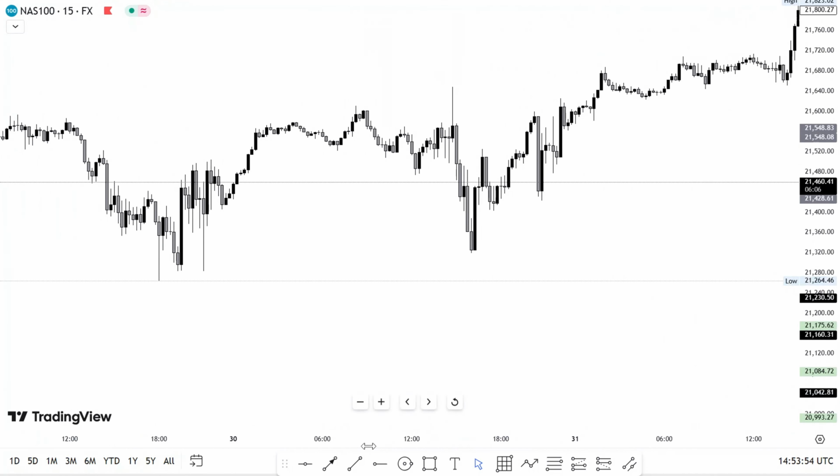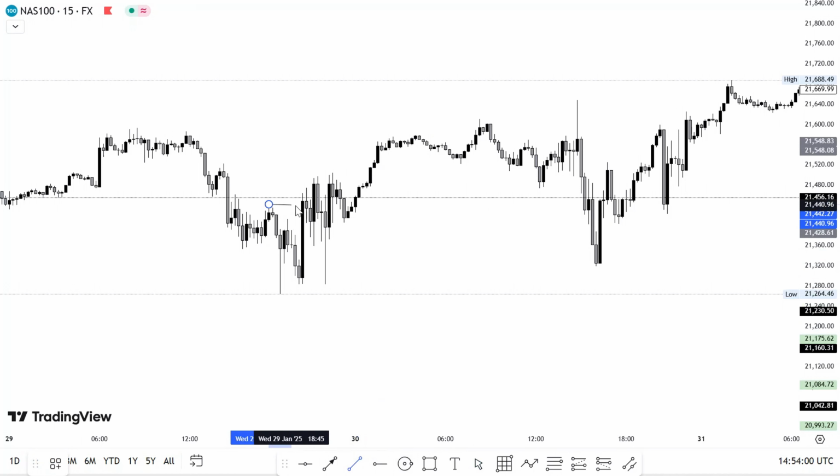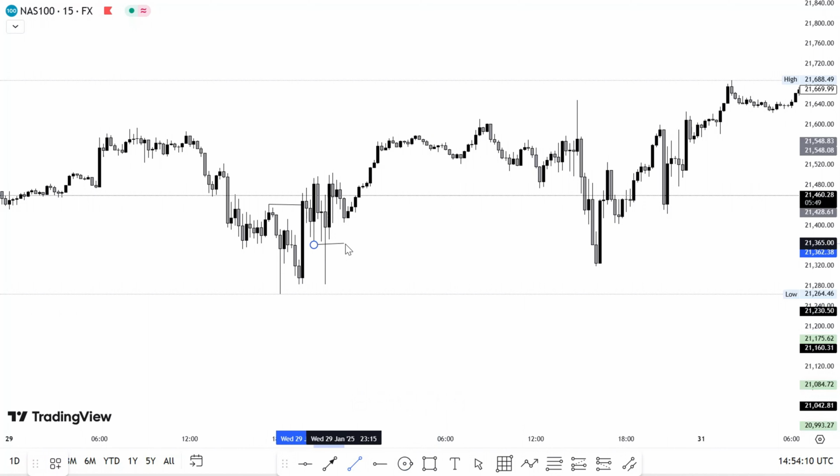Okay, let's start the analysis from here. We have our break of structure here, right? Now, before the break of structure, you have a pullback. Then the market went up again. You have a pullback here. Market went up, broke structure, gave us an inducement.